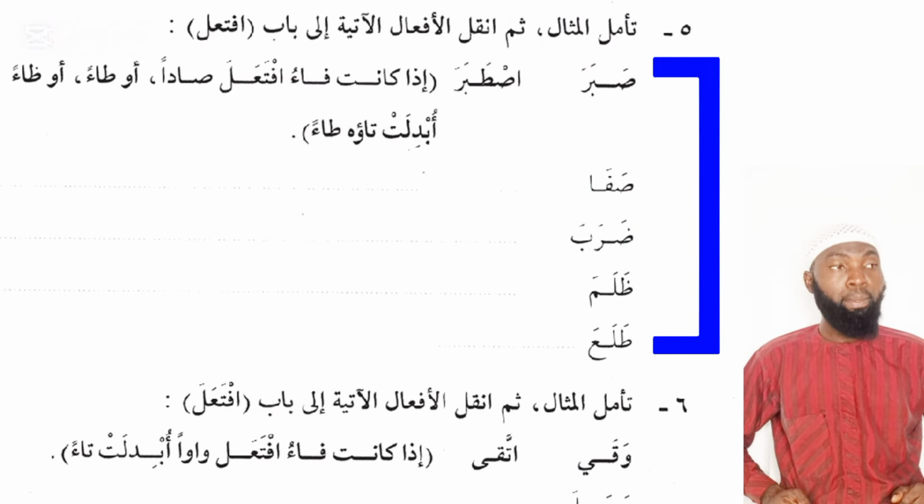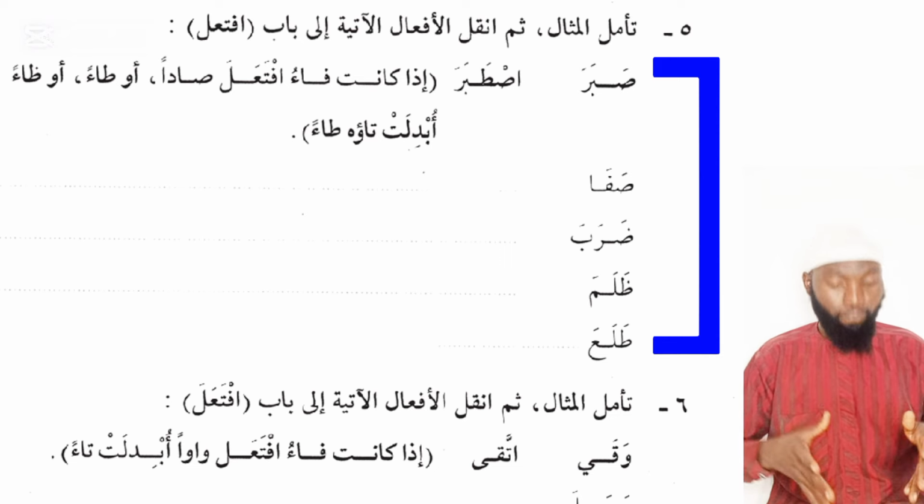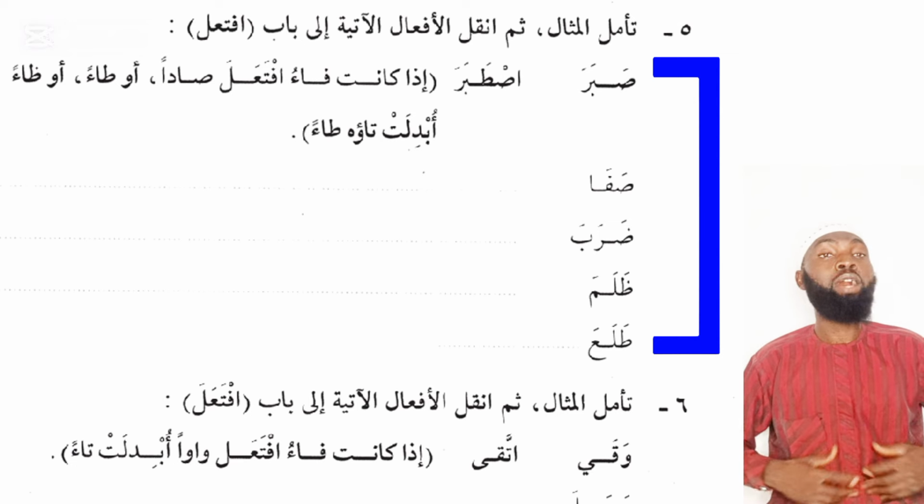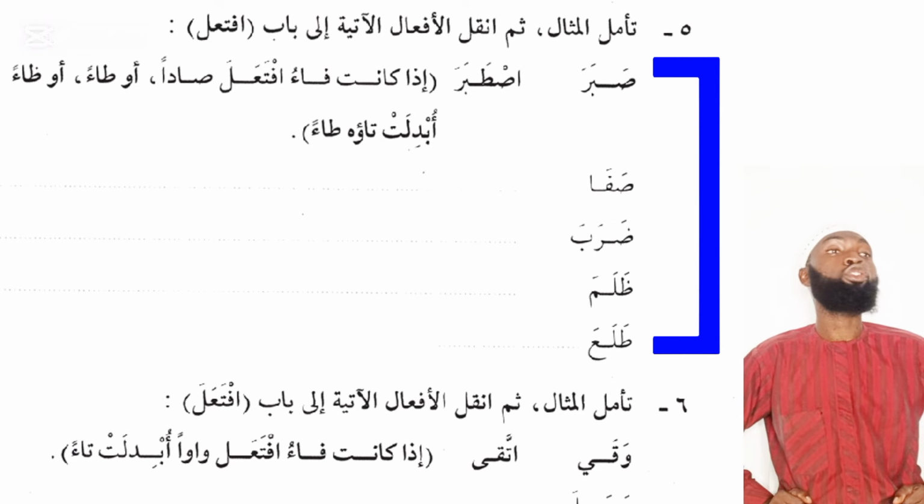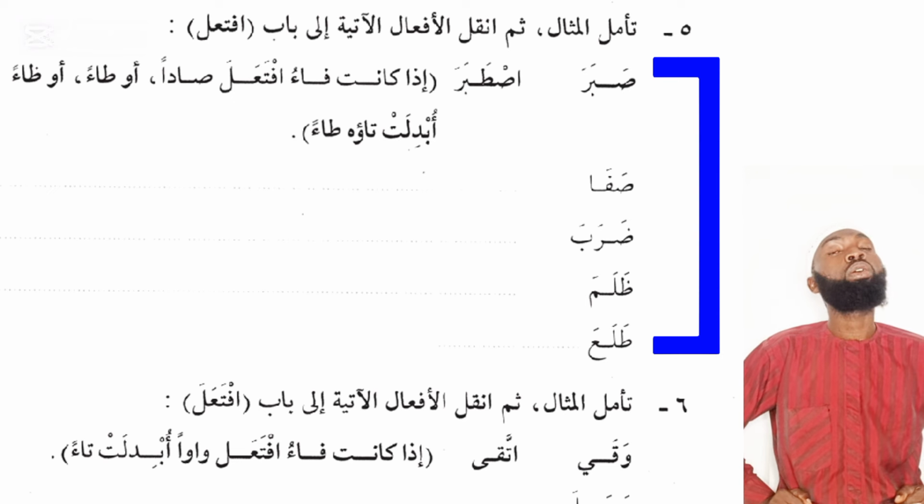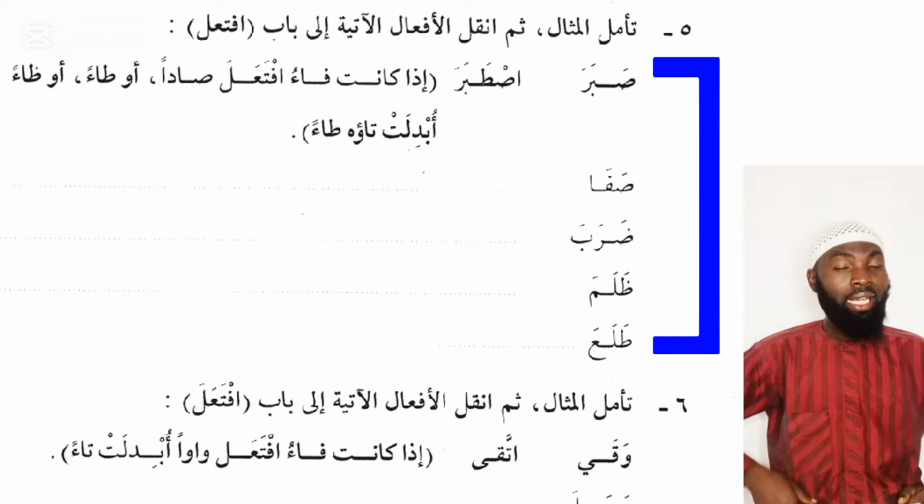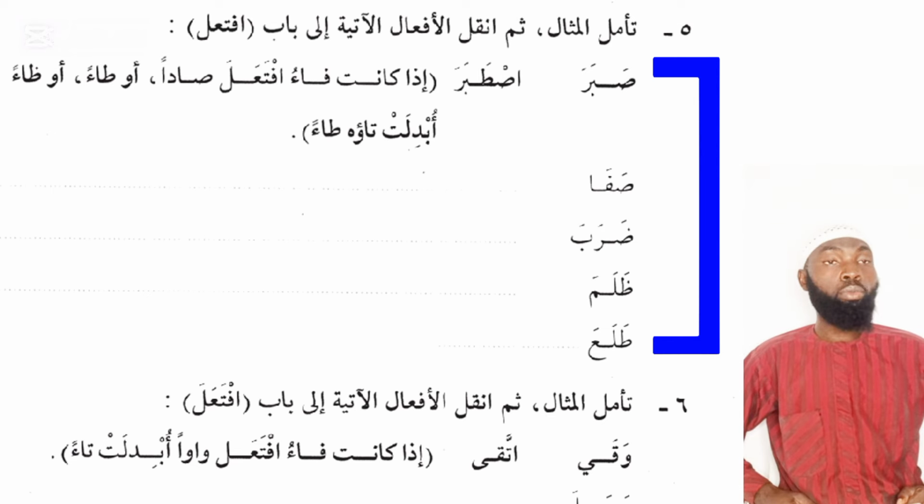MashaAllah. Number 5, we have ta'ammal al-mithal. Study the following example. Thumma inqul al-af'al al-atiya ila bab ifta'ala. Then you have to transform the following verbs into the pattern of ifta'ala after making necessary changes. We have the verb sabara. When it was done, it becomes istabara. So I've told you before that any word which begins with sad, dad, ta, za, when you want to change to its pattern, the ta of the pattern will be changed to what? To ta, MashaAllah, to be changed to ta. So we have safa, it will be istafa. Daraba, it will be idtaraba. Zalama, it will be iztalama. Then tala will be itala.